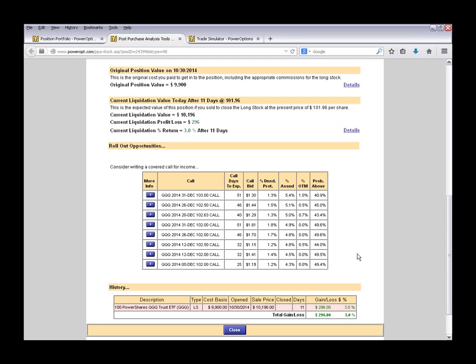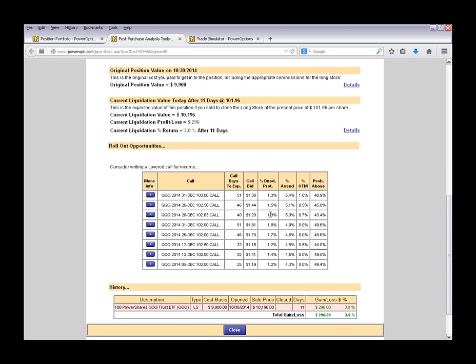And if I already have a covered call open, and I link to this position analysis view, I'd still see rollout opportunities for rolling up my call or rolling down my call depending on what the stock has done. But the new percent return if assigned and new downside protection would be calculated based on my entry price and all the premiums I've collected or buyback costs I've put in for rolling my covered call position.